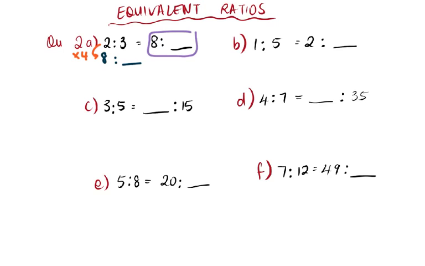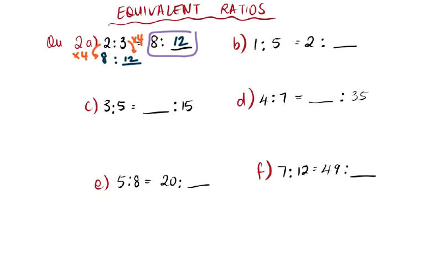Same with fractions, what you do on one side, you've got to do on the other side. So what I'm actually going to do is I'm going to multiply by 4. And 3 times 4 is 12. Perfect. So 2 times 4 is 8, 3 times 4 is 12, so the equivalent ratio is 8 to 12. Let's do the next one.